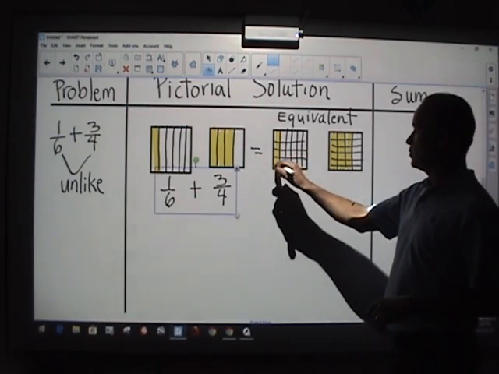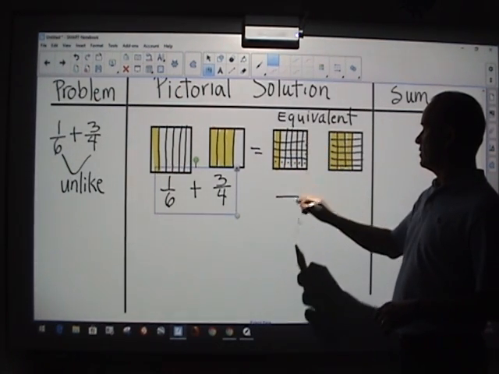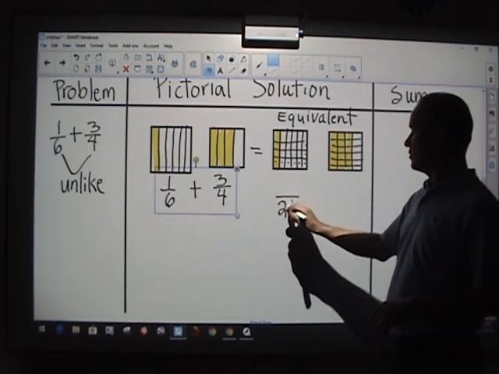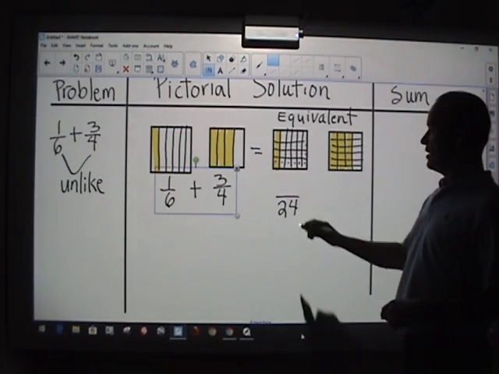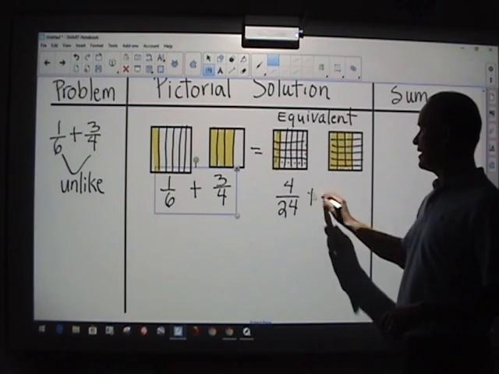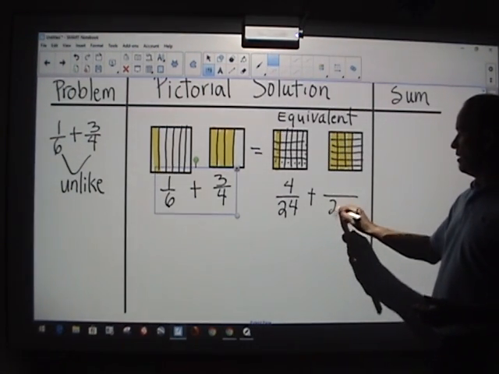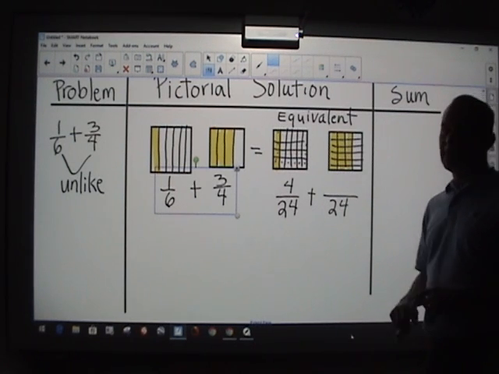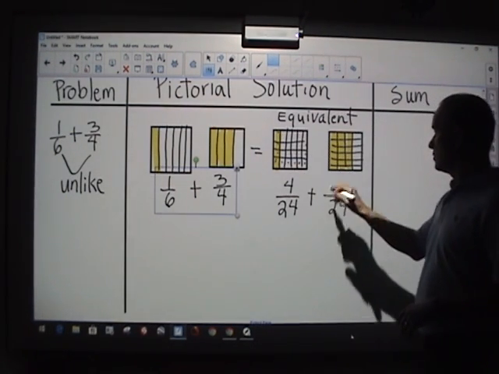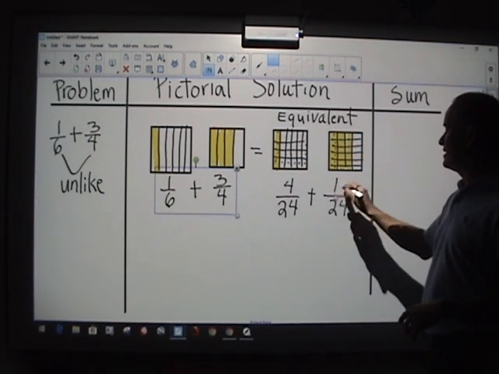So this is 1, 2, 3, 4, 5, 6. 1, 2, 3, 4. So that would be 6 times 4 equals 24. How many are highlighted? 1, 2, 3, 4. That's 4. Plus, this has the same number of parts, but the highlighted parts are more. 1, 2, 3, 4, 5, 6 times 3 equals 18.